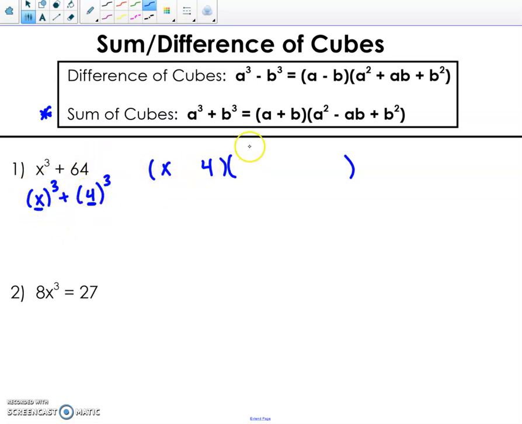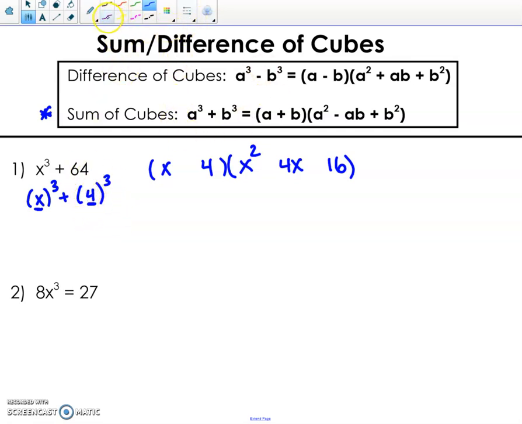So left and right, which is x and 4. We're going to square the left, which is x squared. Multiply the 2 together, so that's 4x, square the right. So we get 16. So it's this and this, left and right, square it, multiply it, square it.